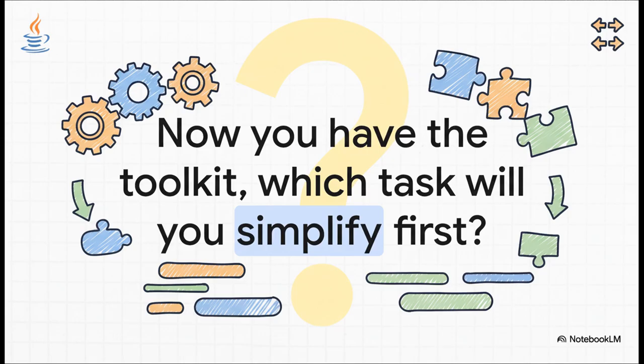And that's our tour of Java's functional toolkit. By really understanding these core interfaces, you can write code that is so much more expressive, way more concise, and just more powerful. So the question I'm going to leave you with is this. Now that you have the tools, what's the first piece of your own code you're going to go simplify?